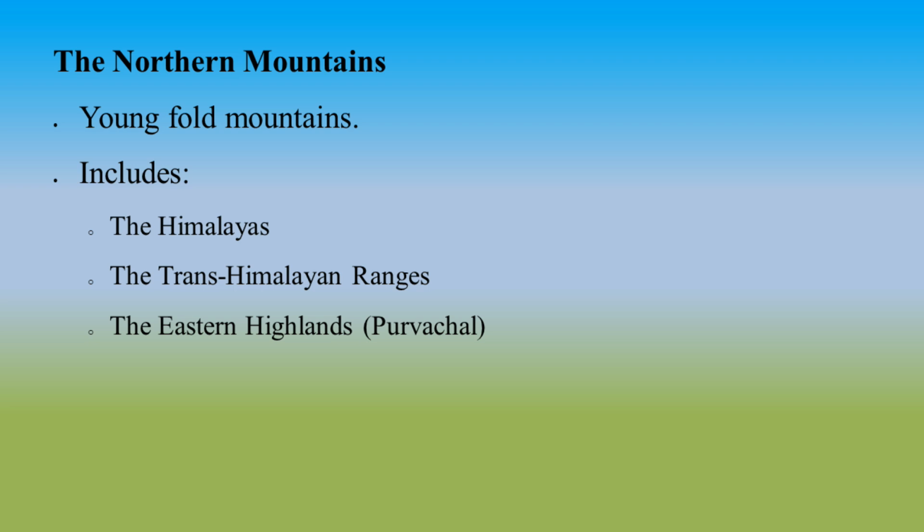The Northern Mountains. The Northern Mountains are young fold mountains, meaning they were formed relatively recently in geographical terms. This region includes the Himalayas, the Trans-Himalayan ranges, and the Eastern Highlands or Purvachal. They form a massive barrier to cold winds from Central Asia and influence monsoon patterns, making them critical to India's climate and agriculture.